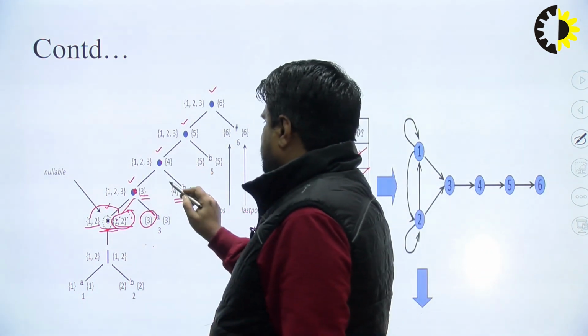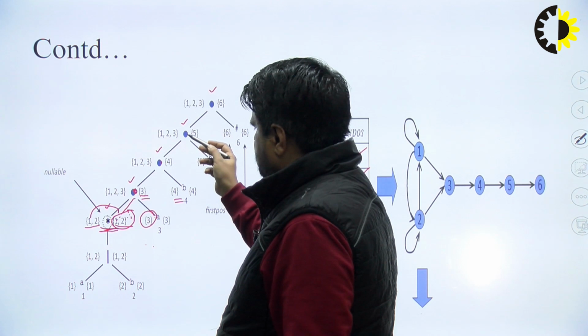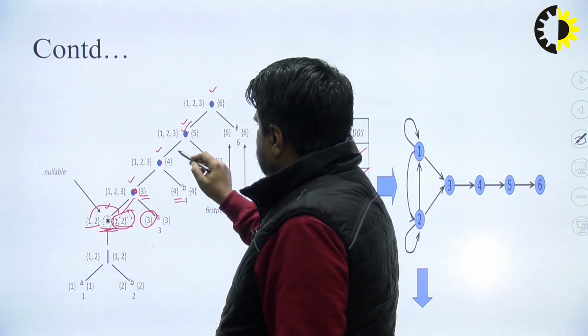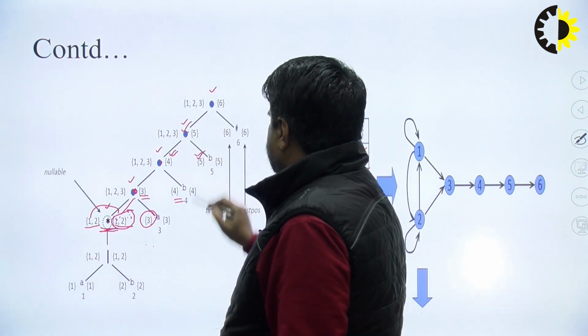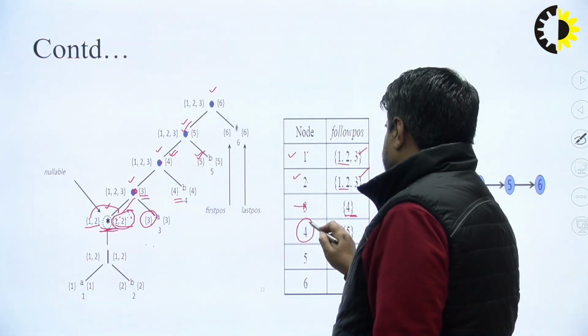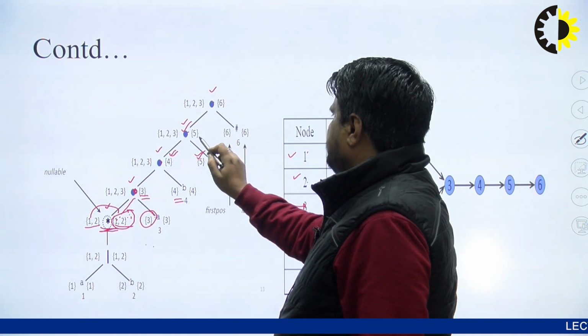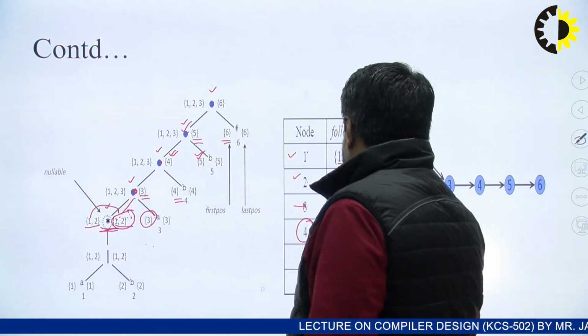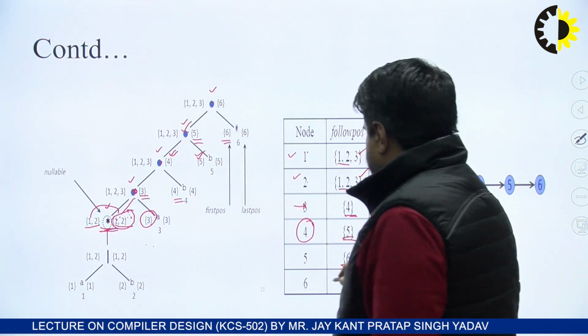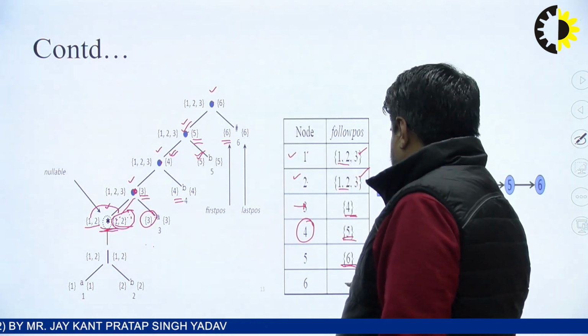For this one, you will move to this particular point. So 4 will contain 5. So the follow position of 4 will contain 5. Similarly, at this one, you can see 5 is followed by 6. After that, 6 will contain nothing. So you put a dash.